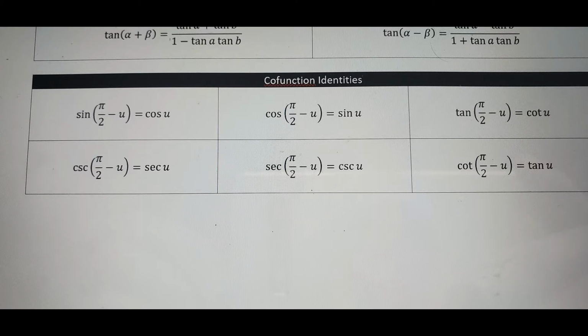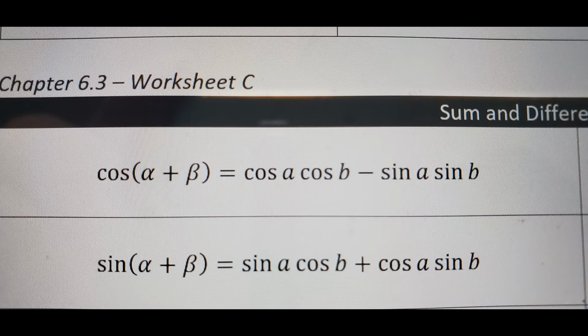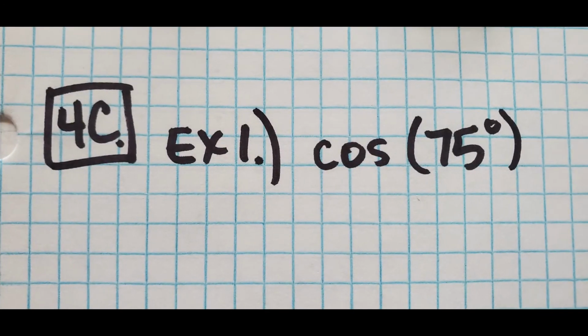All right, so for number 1, we have cosine of 75, and it says find the exact value. So once again, we are not going to have any decimals at the end of this. We're not going to have any approximations. We're going to have something that is exact. And it says to use the sum identity. So looking at our sheet, these are going to be the ones that are adding. So this one is cosine of 75.